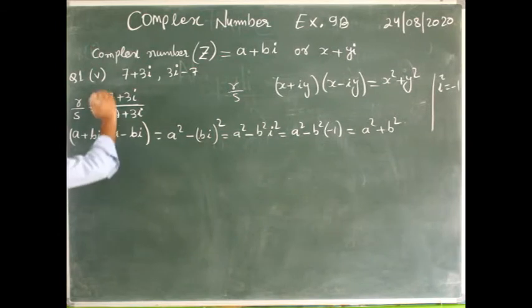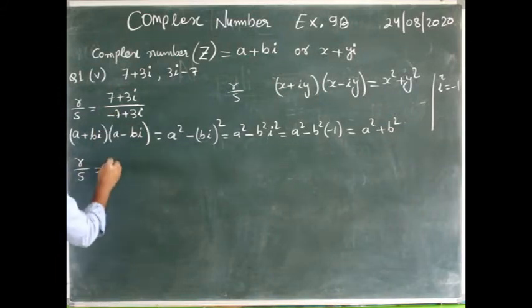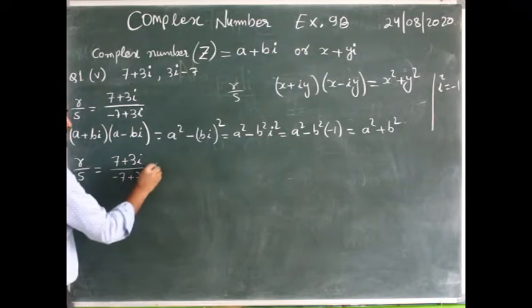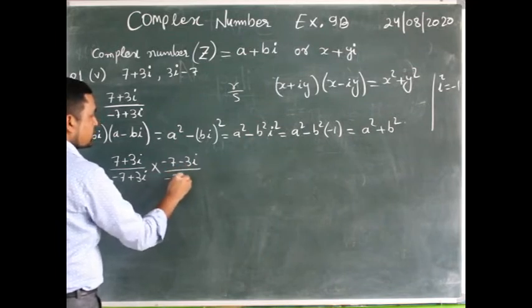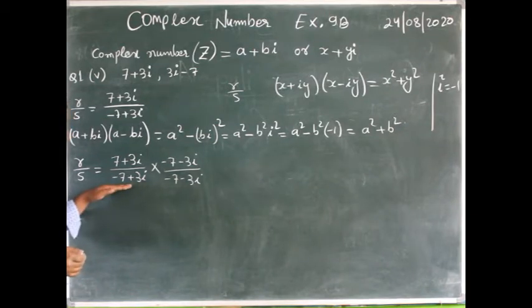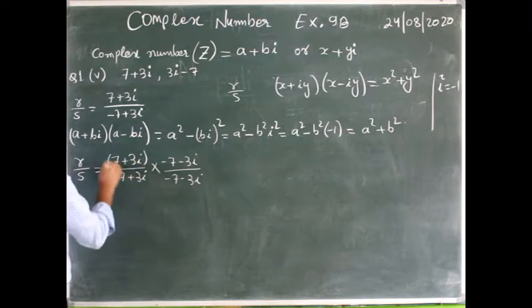Now we are going to do the rationalizing of this one. We already learned it in the lower classes, and we will use the same concept. So r divided by s equals 7 plus 3i divided by minus 7 plus 3i. Now rationalizing: multiply by minus 7 minus 3i divided by minus 7 minus 3i. If you are rationalizing the denominator, write the numbers the same, but they differ by the sign. The sign there is plus, so now the factor is minus. Now put the brackets.